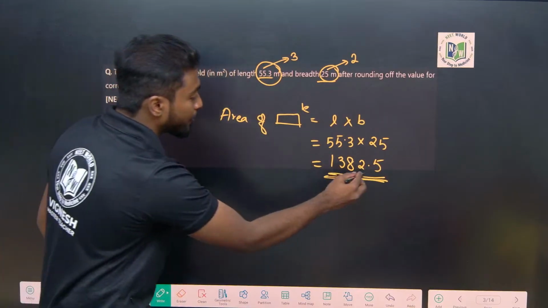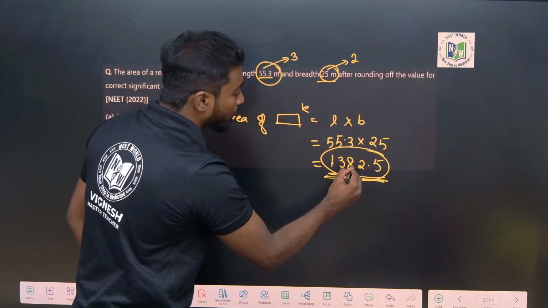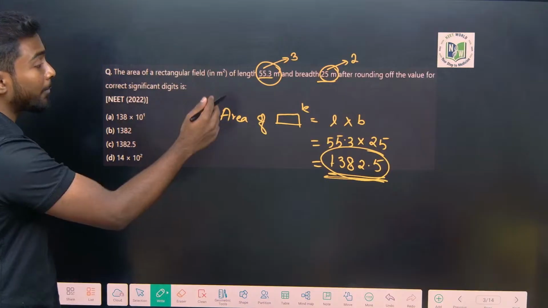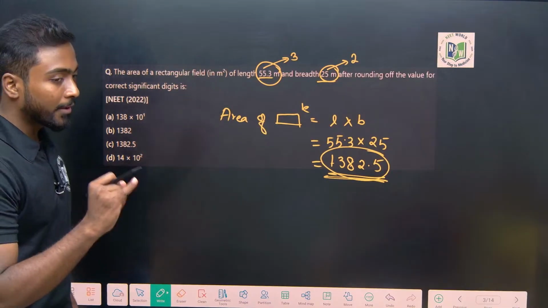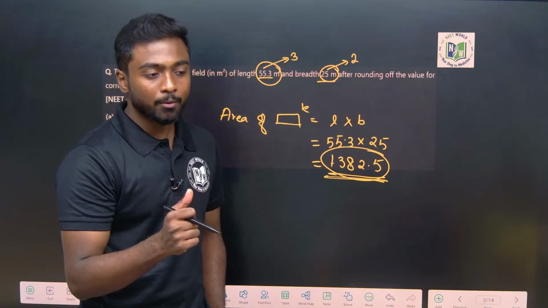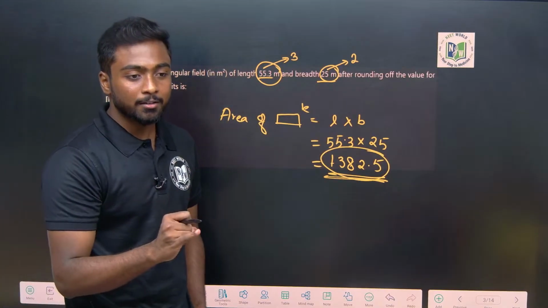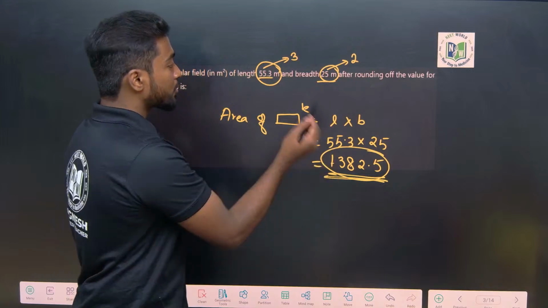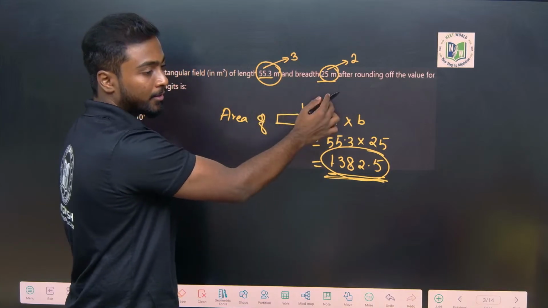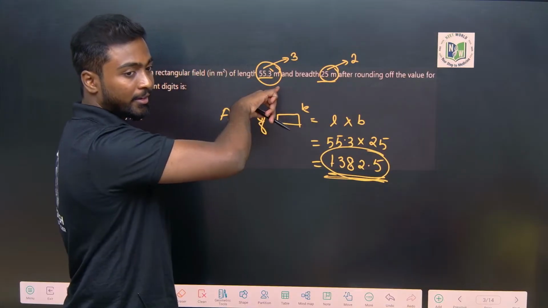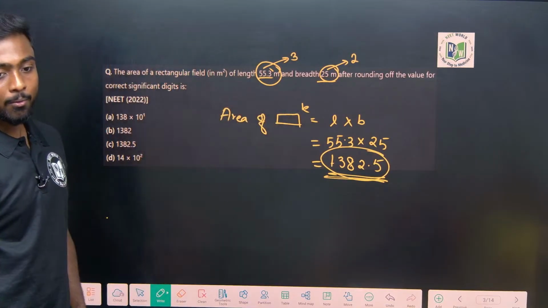How many significant figures are there now? 1, 2, 3, 4, 5. 5 are there, but I need only 2 because it is multiplication. So in multiplication or division I should take only the least significant. In addition and subtraction, least decimal. If I am adding, 0.3 has 1 decimal, so I should take 1 decimal point.